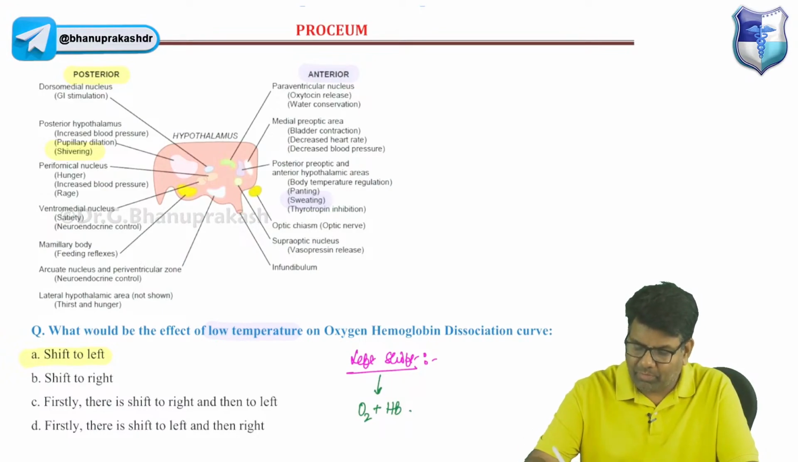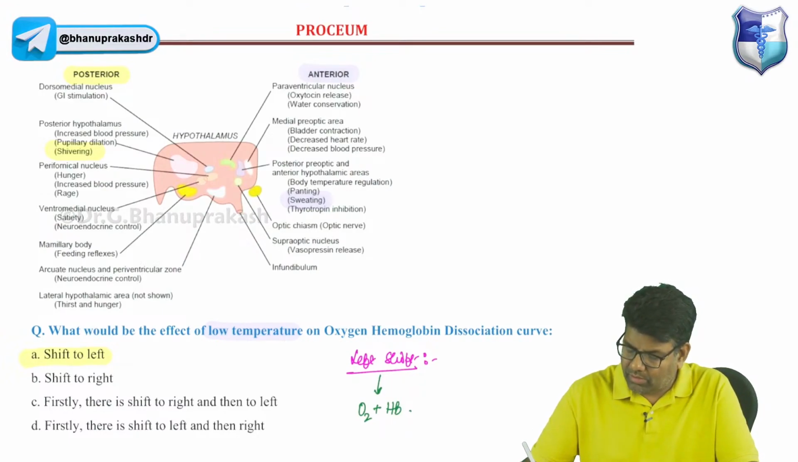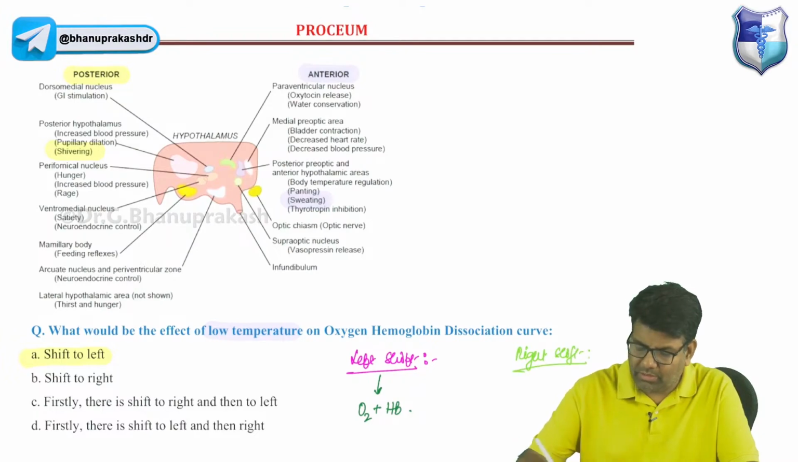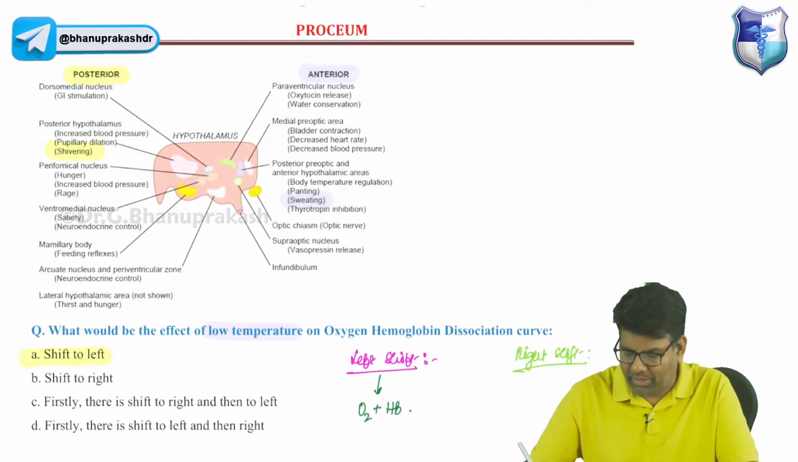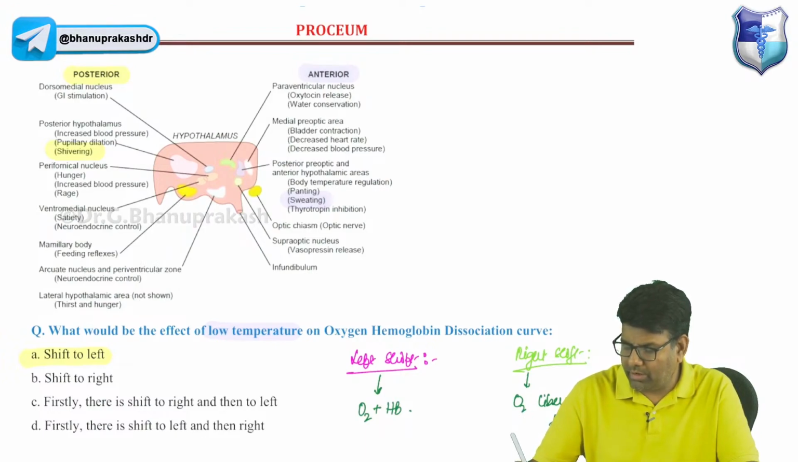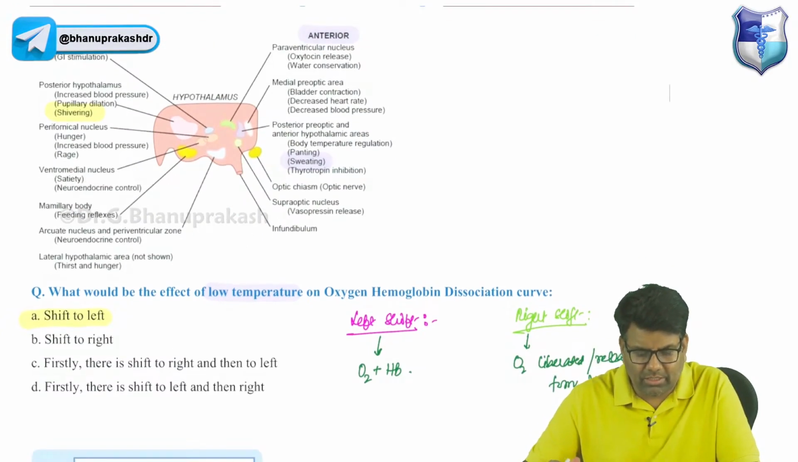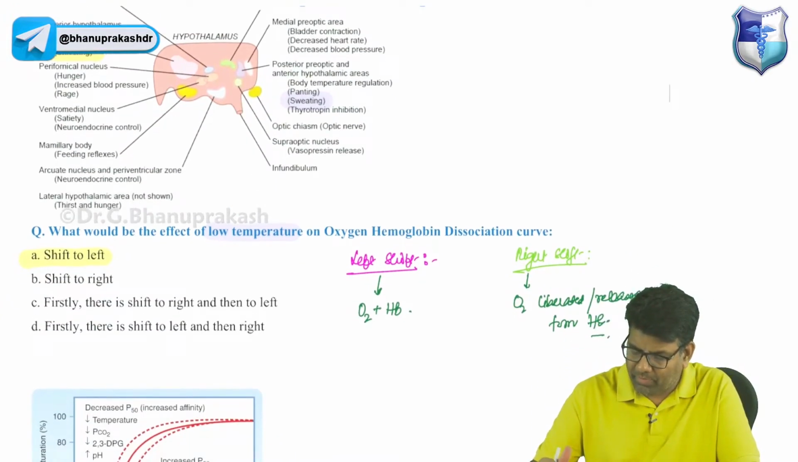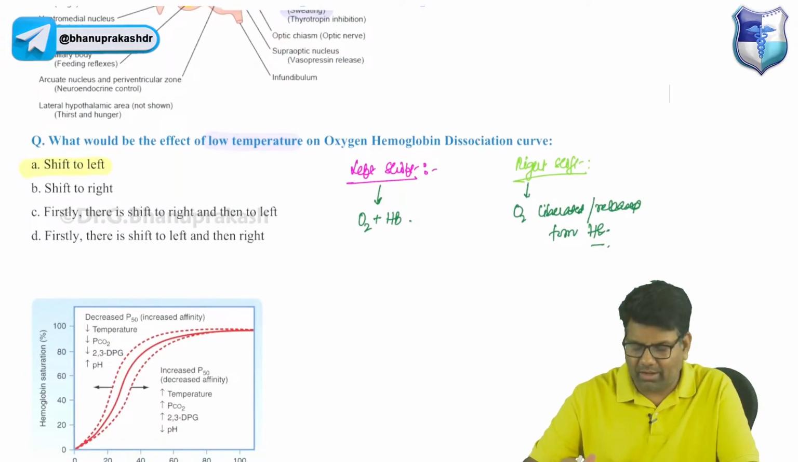And if I say right shift, it means the oxygen will be liberated. Very good. Oxygen is liberated or released from hemoglobin. So depending on the conditions, yes, left favors affinity. Very good. So left shift means it will remain attached.